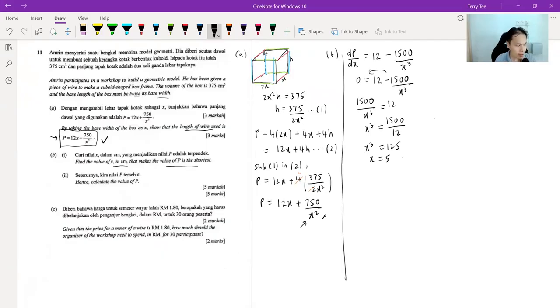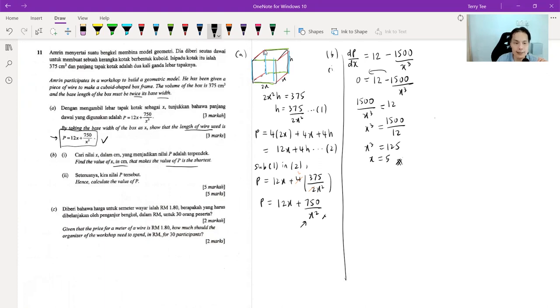Now, in this case, the question didn't say show that P has a minimum value. So we don't need to do that. We know it has a minimum value, but since the question didn't ask you to prove that it has a minimum, it's okay. We don't need to do second order differentiation. Remember, if you do second order differentiation and you get a value more than 0, meaning P has a minimum value, then it's shortest. We normally do that if the question asks us to show. In this case, no need. All right, B Roman 1, we're done.